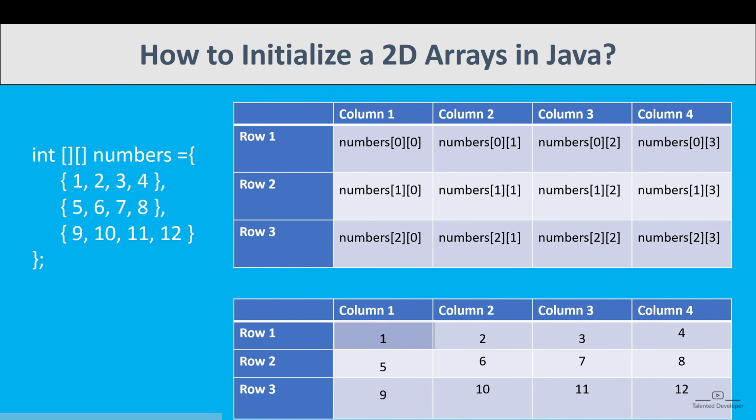So here row 1, column 1 has the data 1. That means numbers of 0, 0 index contains the value 1. If someone asks what is the index of value 12, first of all you have to see that 12 is at row 3, column 4. That means numbers of 2 and 3 index.